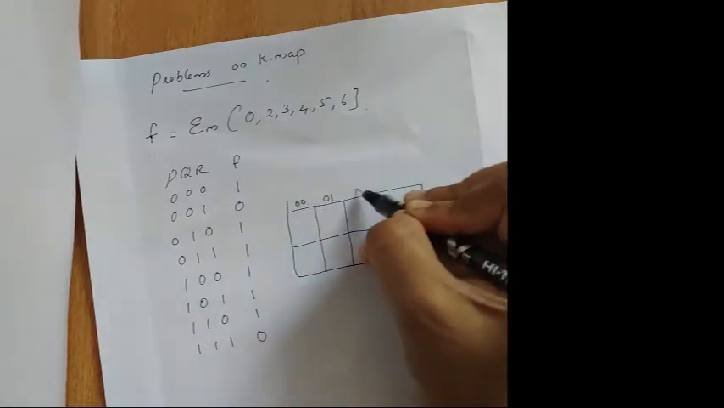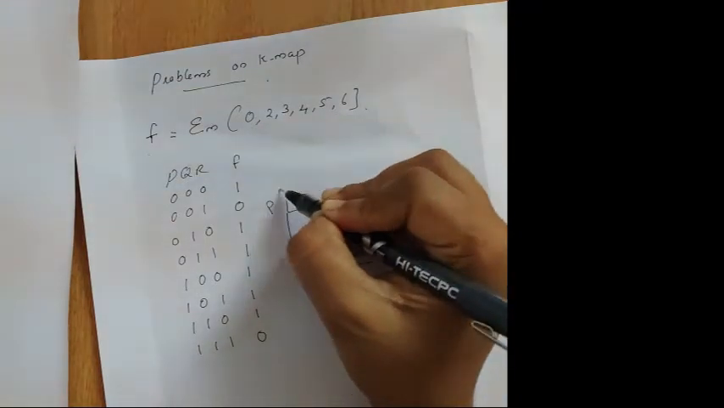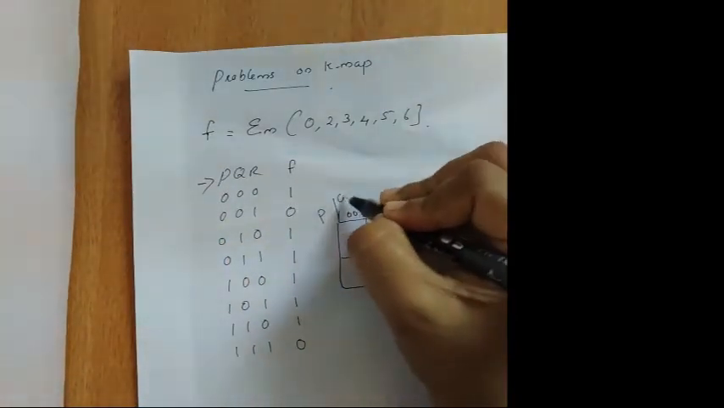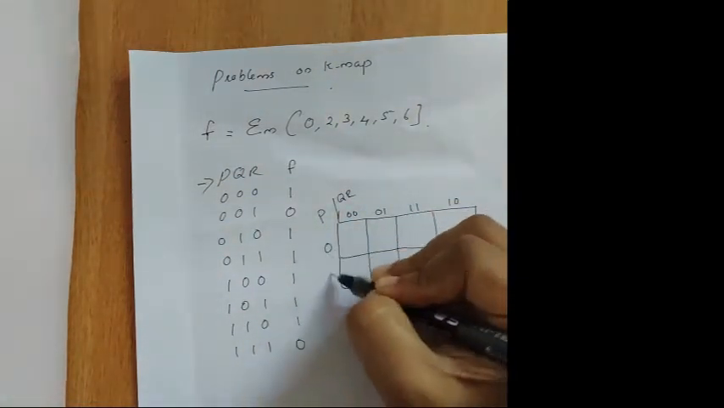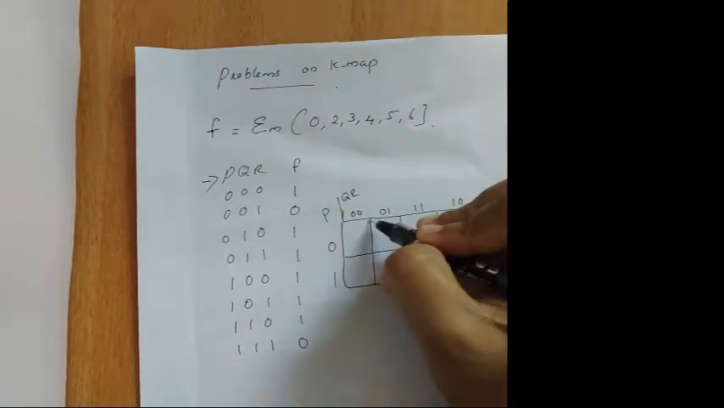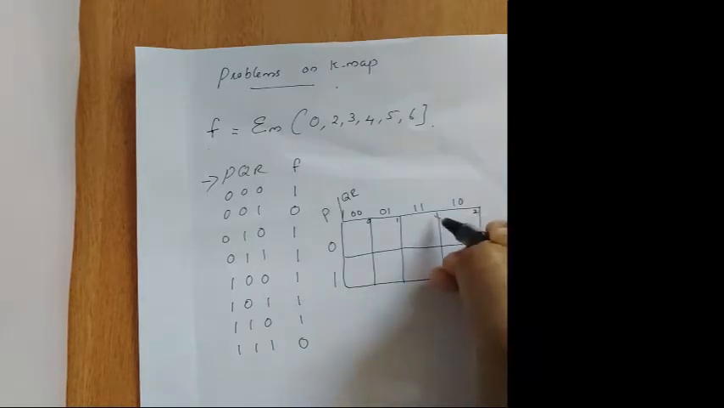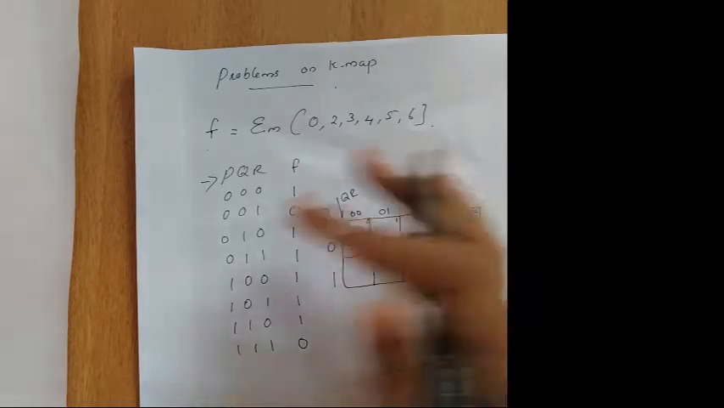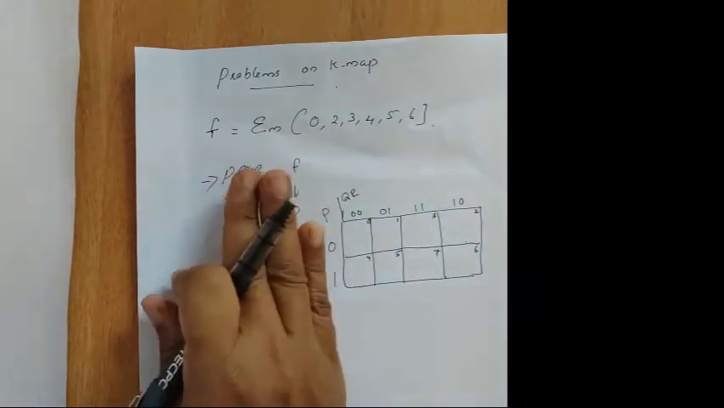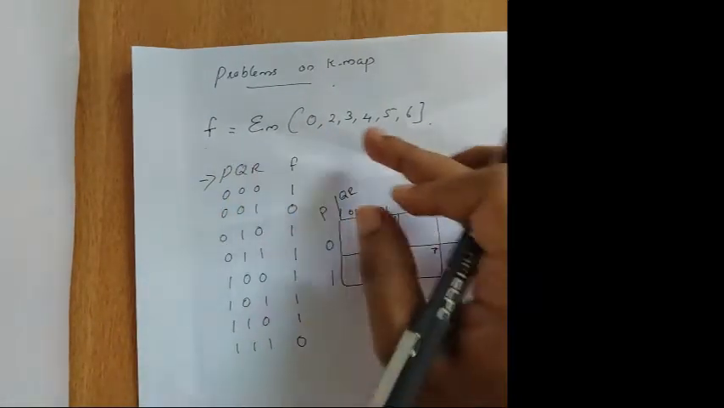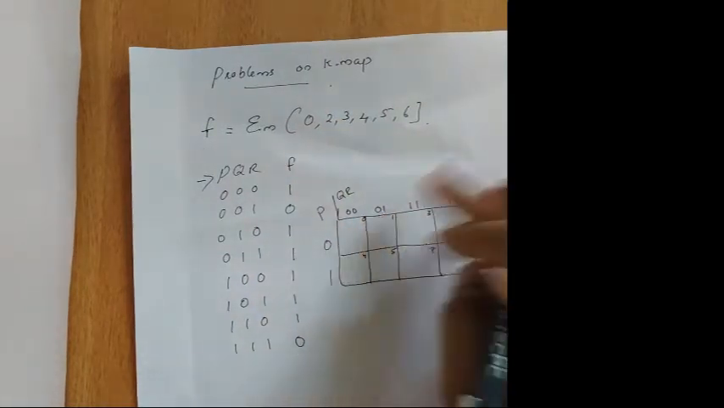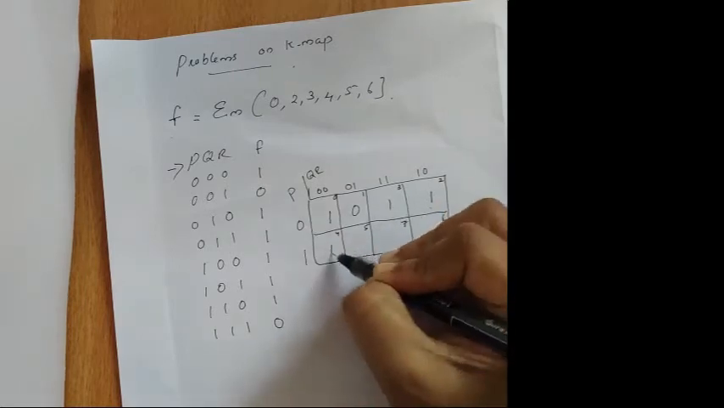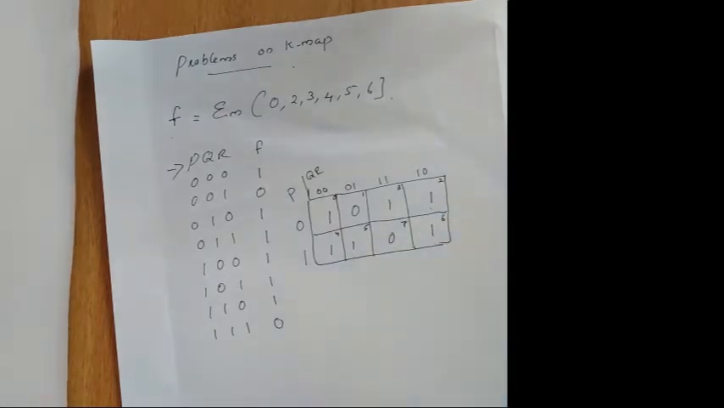0, 0, 0, 1, 1, 1, 1, 0, and P. You have to write it like this itself. P, and this is 2-bit, so QR: 0, 1. This is 0th position, 1st position, 2nd position, 3rd position, 4, 5, 6, 7. Even if you don't have time to write the truth table, you can write this directly if you know the positions over here. So 1, 0, 2, 3, 4, 5, 7.